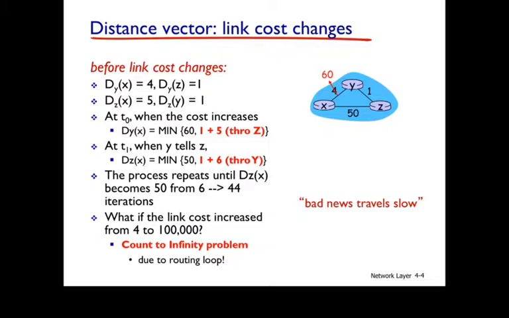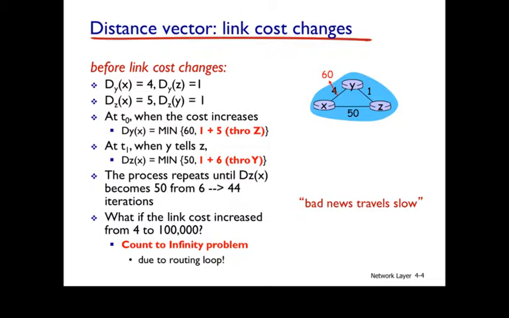Okay, so let's consider before the cost change happened, the distance from going from Y to X is 4, and Y to Z is 1, right? And the distance from Z to X is 5, the shortest path, and Z to Y is 1, right? That's what you had before anything happened, okay? And let's say at time t naught, the link cost went up to 60.